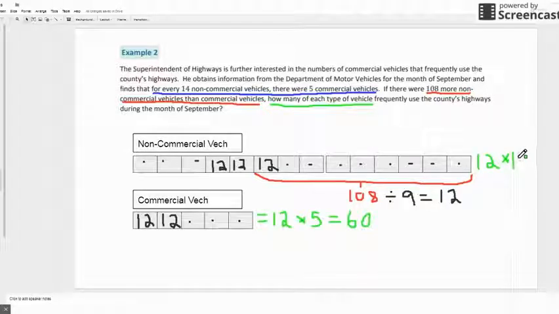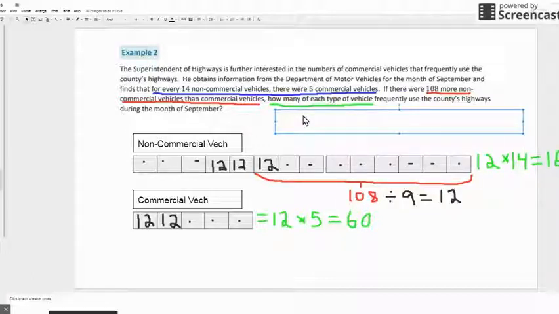So 12 times 14. Well, of course, you can use a calculator. We can do it longhand. But I'm just going to give you the answer. It's 168, to save us some time. So there you go, there's our answer. Let's go ahead and write the answer out more formally.